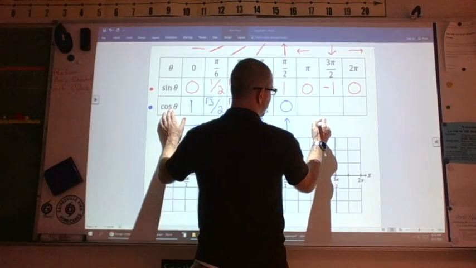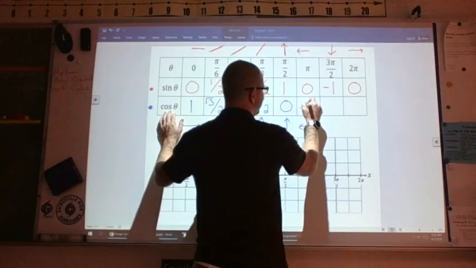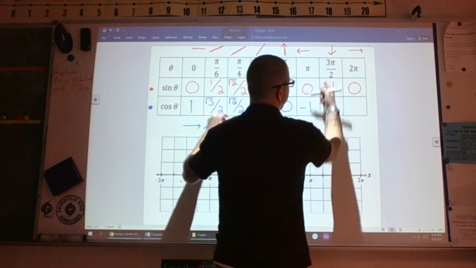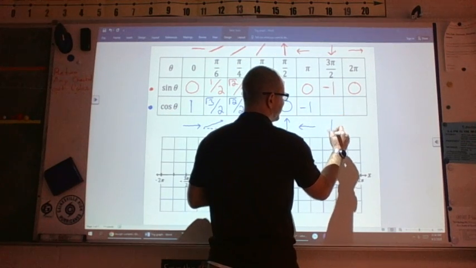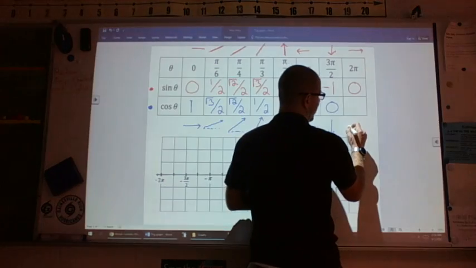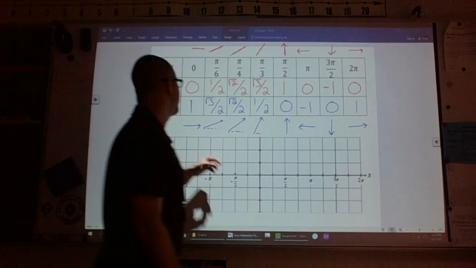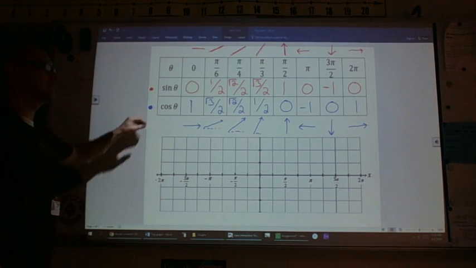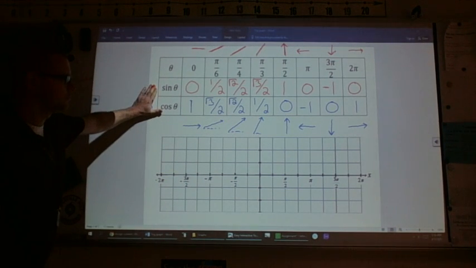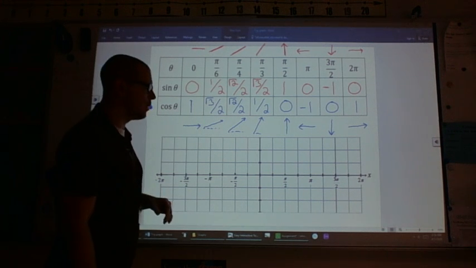At pi, now we're all the way to the left again, it's -1. At 3 pi over 2, straight down, 0, we have no horizontal. And then 2 pi, remember there are 2 pi radians in a circle, brings us right back to the beginning. So that's our table. Now we're going to plot them on our coordinate plane.